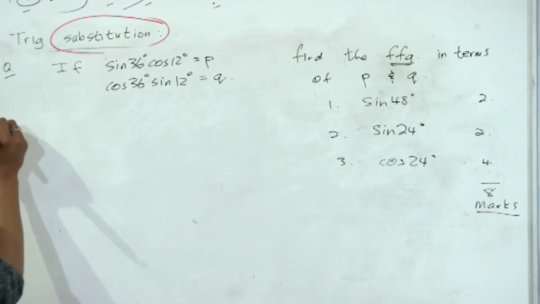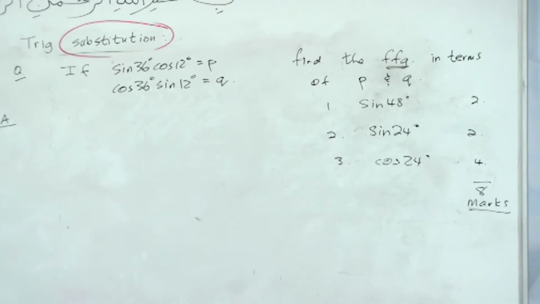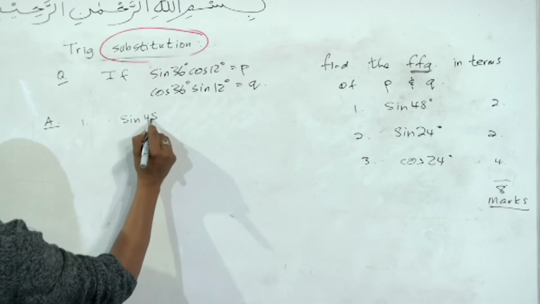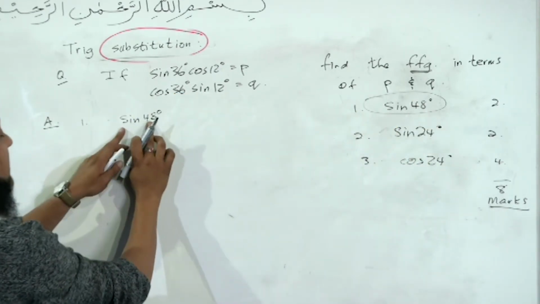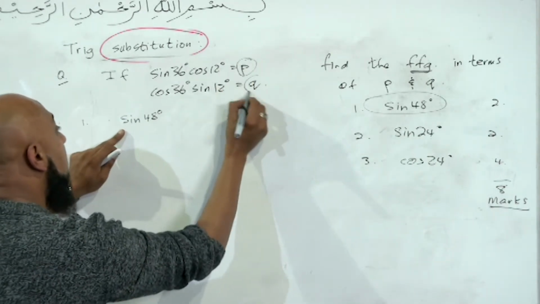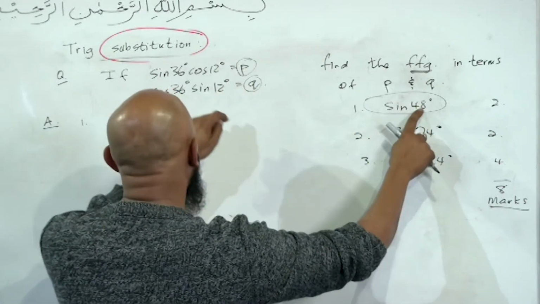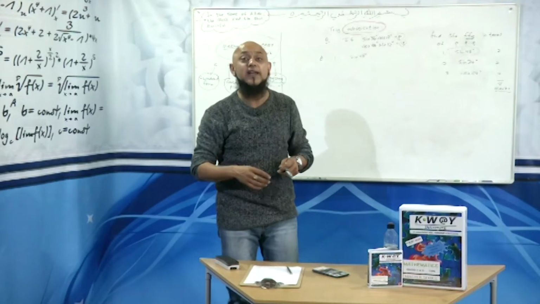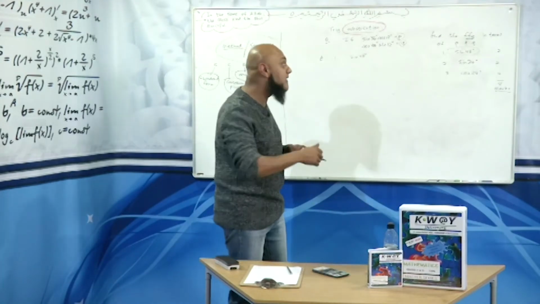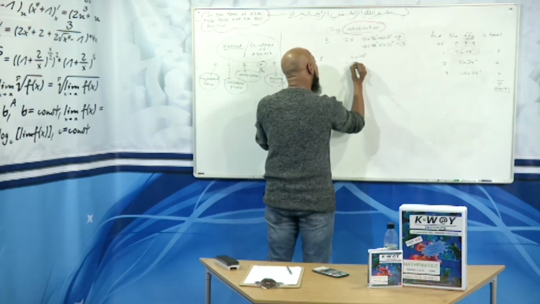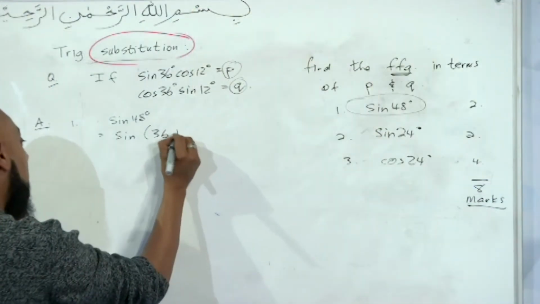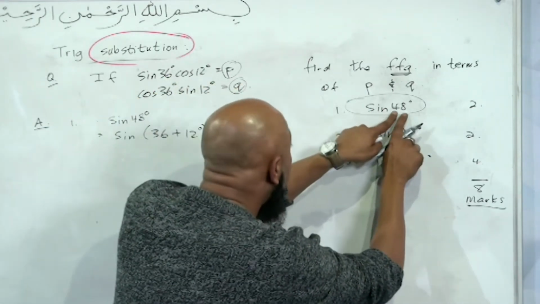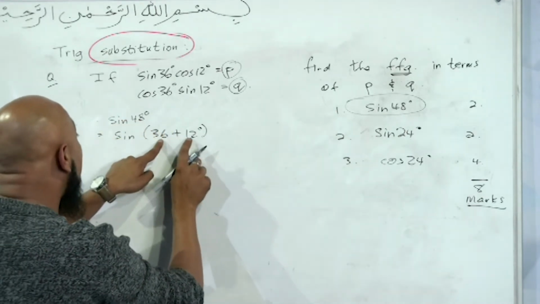Okay, answer. Now, look at the angle to answer question number 1, sine 48. We need to represent it in terms of P and Q. Is there a relationship between 48 and 36 and 12? Yes, 48 is 36 plus 12. So sine 48 is equal to sine of 36 plus 12, from my question and the 48 that's given there.